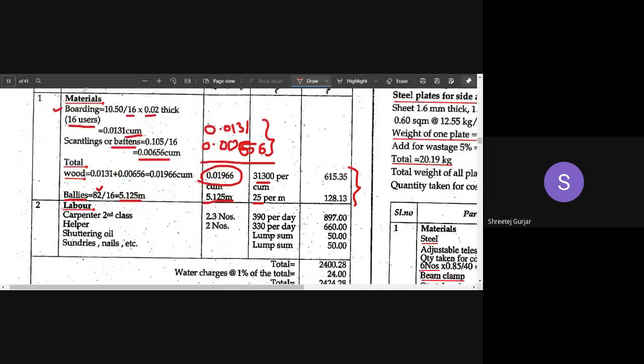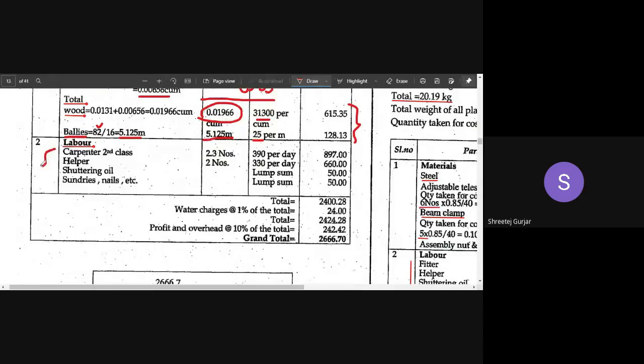Once you are done with materials, you can easily calculate labor. Labor quantity calculation is very easy. You require 2.3 number of carpenters, and for these carpenters we require 2 number of helpers. One more important thing, you also require shuttering oil, which you apply before placing of concrete so that the concrete can be stripped easily, removal is easy. Shuttering oil we will consider in lump sum, and some sundries like nails and fixtures, all those things we will consider in lump sum.